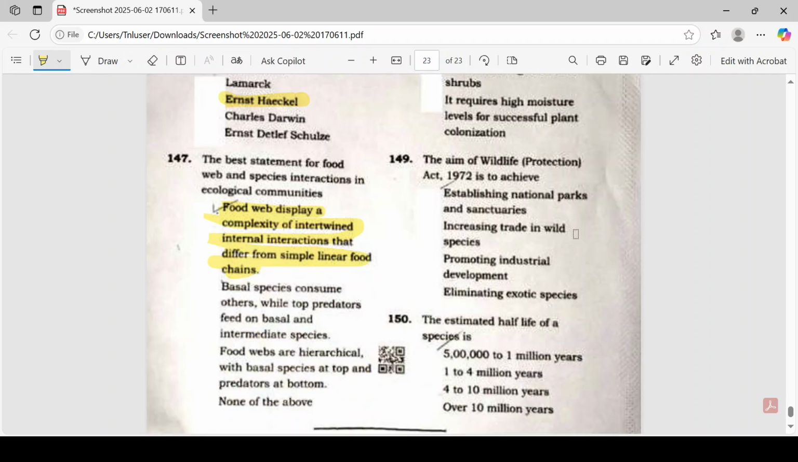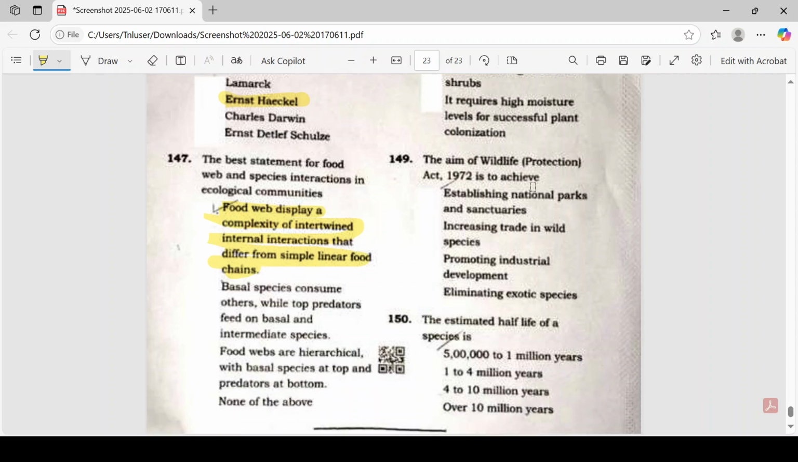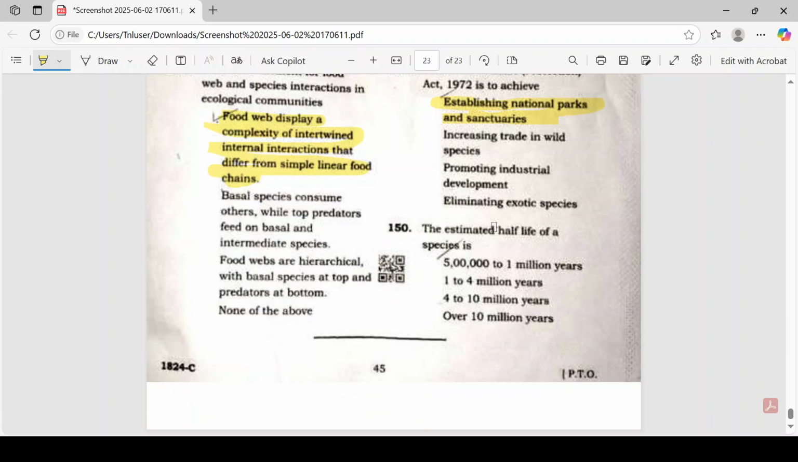Okay, so yeah, let's now proceed further to question 149. That is the second last question of our today's discussion. So yeah, the question is, the aim of Wildlife Protection Act 1972 is to achieve. So what will be the correct answer over here? Option number A, establishing national parks and sanctuaries. Now let's do the last question of this paper. The estimated half life of a species is. So everyone, we think the question is not complete, because the question is not asking about any particular species, right? The estimated half life of a species. So yeah, let's wait for the answer key for this question as well.